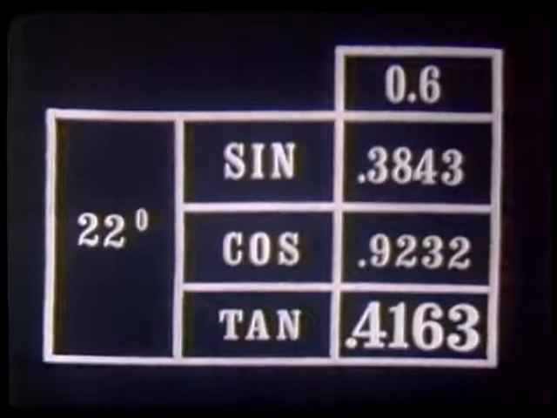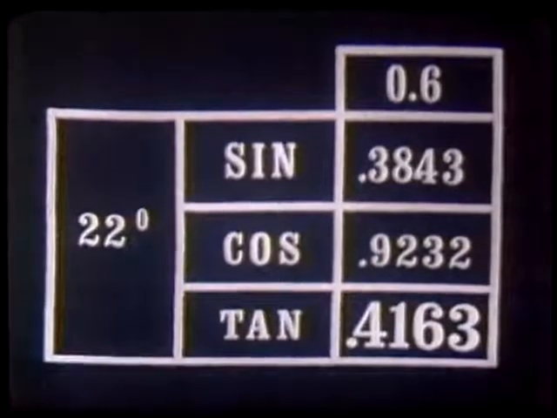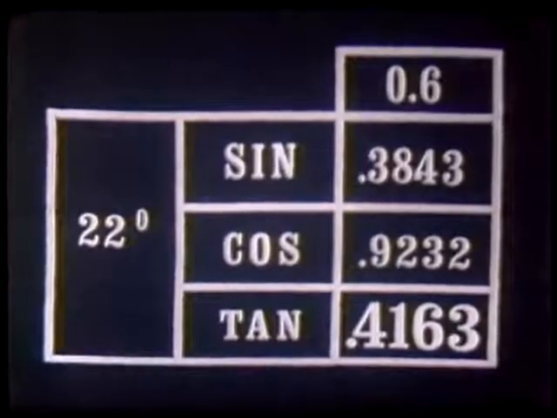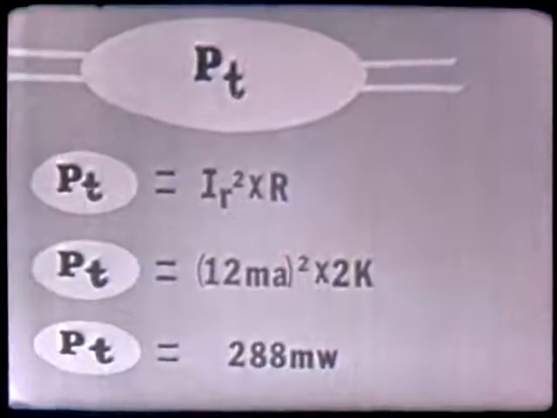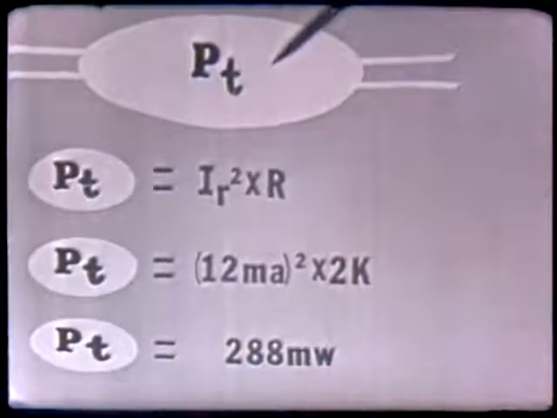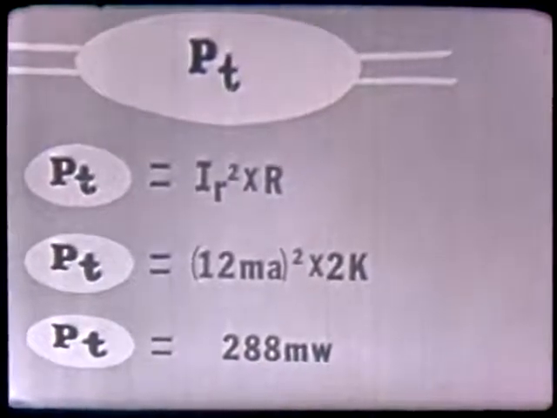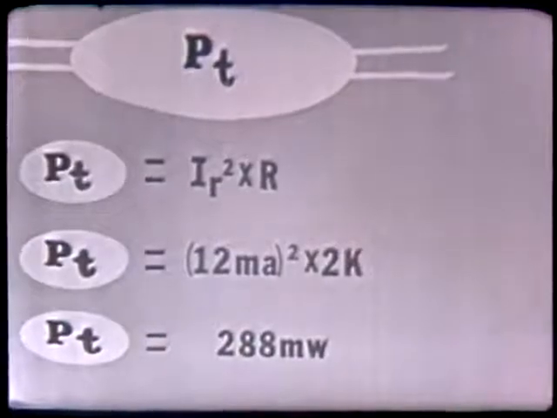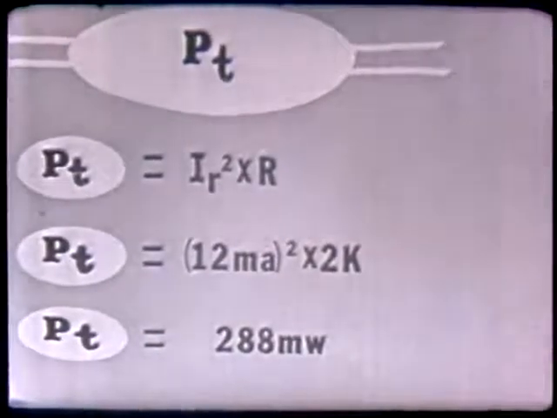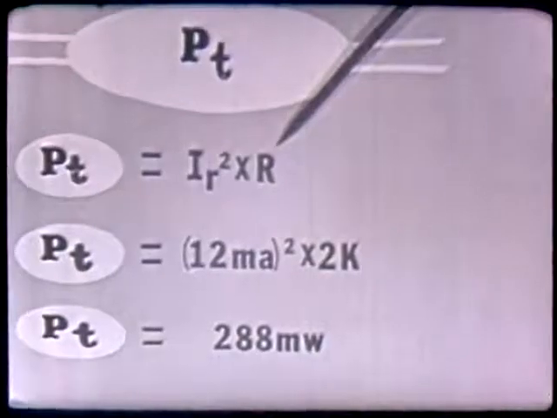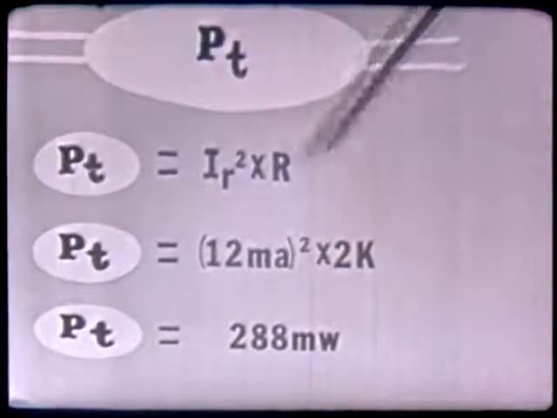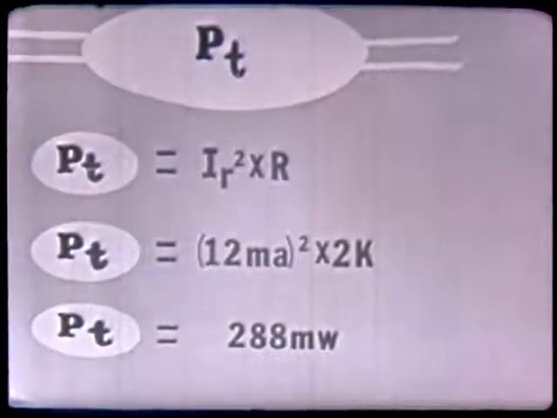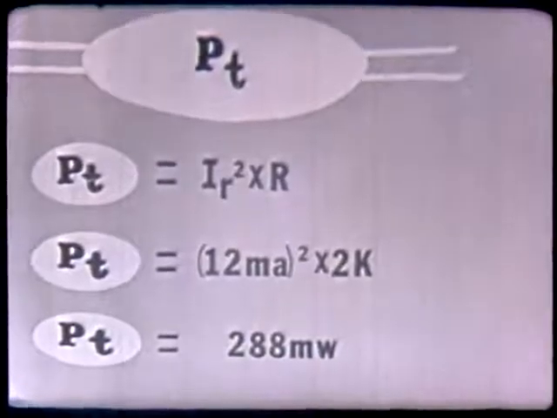Well, now that we have calculated our current, once again by the Pythagorean theorem, and our phase angle, as you can see, is 22.6 degrees, we can next determine the power dissipated in our circuit, which is the true power, PT. And we can use one of our familiar power formulas. Power is equal to I squared R, since R is the only component in the circuit that dissipates power. Substituting, we can see that our true power is equal to 288 milliwatts.